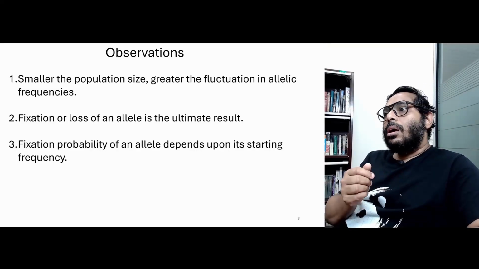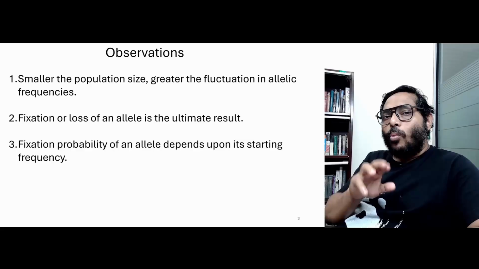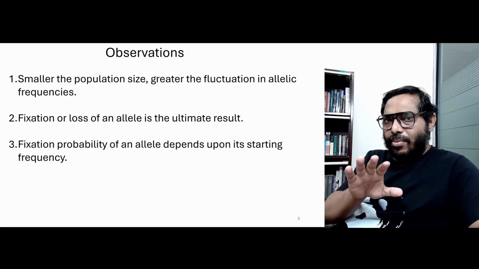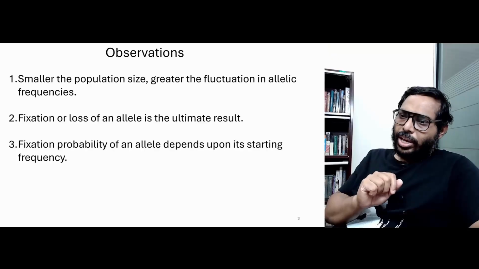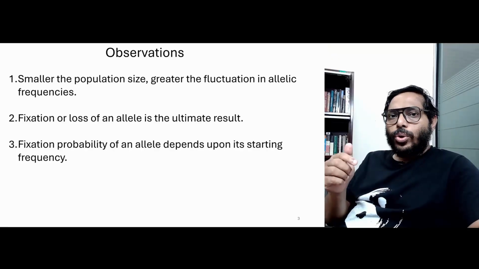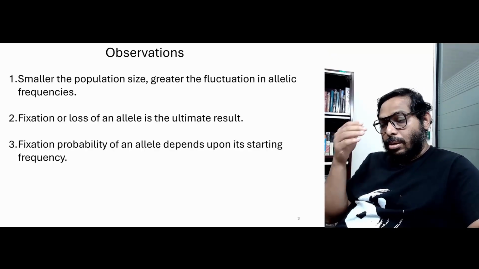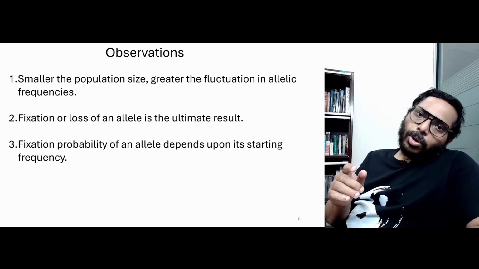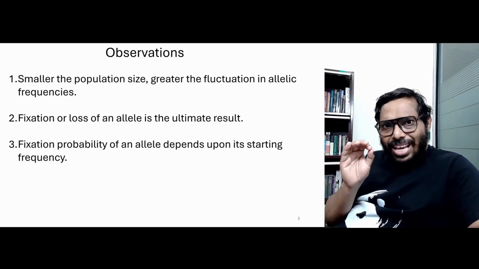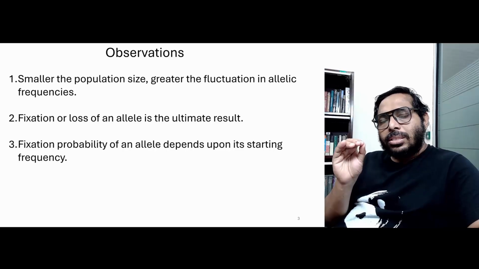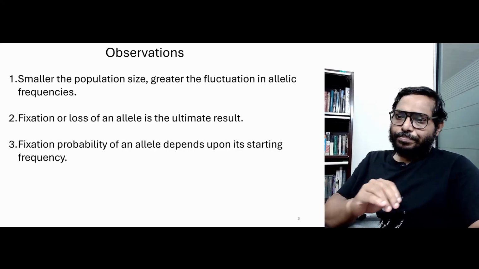Similarly, when we changed p to 0.1, we saw that roughly 1 out of 10 populations had the allele A1 getting fixed. As we are going to show you in one of our future discussions, the fixation probability of an allele in the population is equal to the starting allelic frequency for that allele.